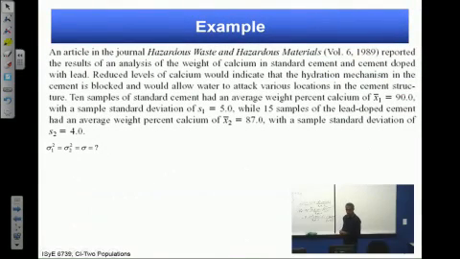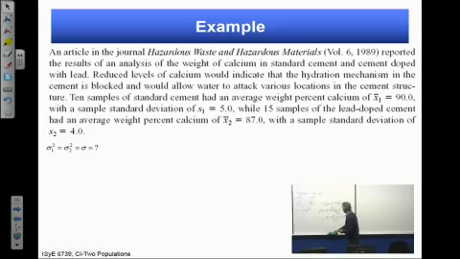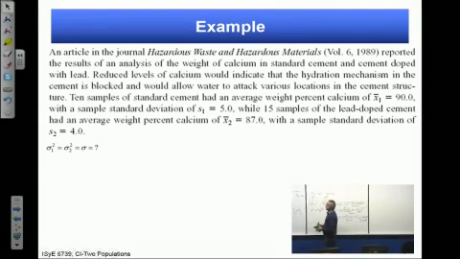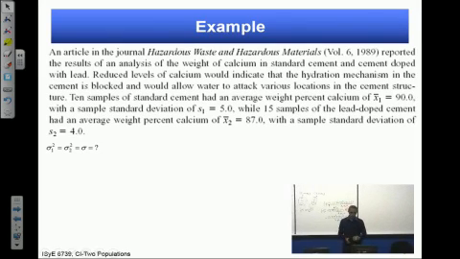One example. In this example, we have two samples. What we want to investigate is two types of cements, and we want to analyze the weight of calcium in a standard cement and cement which is enhanced with lead.